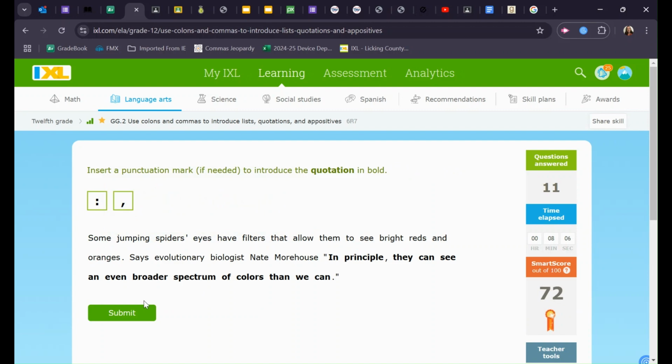Some jumping spiders' eyes have filters that allow them to see bright reds and oranges, says evolutionary biologist Nate Morehouse. "In principle, they can see an even broader spectrum of colors than we can." Huh. I'm trying to imagine what life looks like to a spider, but I guess I never really considered it before. Okay, I've got a variation of so-and-so says. Looks like a good comma lead-in, like that good dialogue lead-in there.